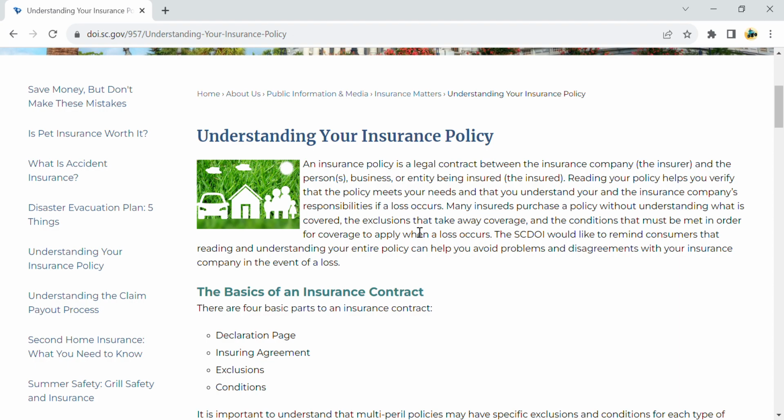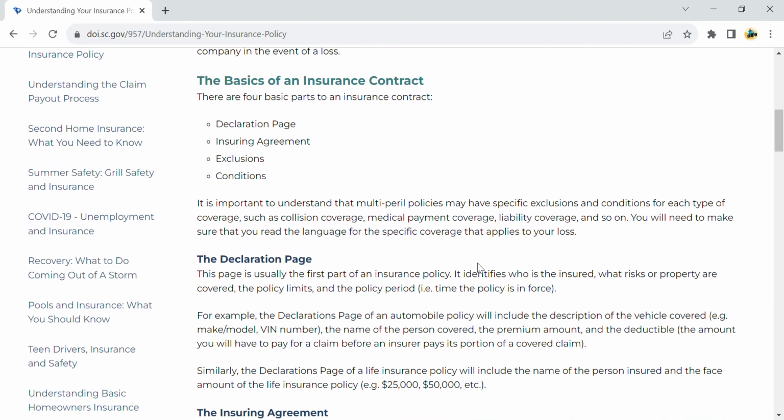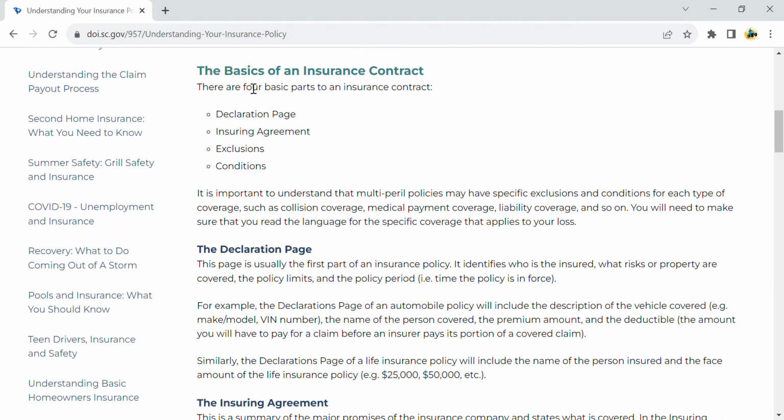The CSDOI would like to remind consumers that reading and understanding your entire policy can help you avoid problems and disagreements with your insurance company in the event of a loss. The basics of an insurance contract. There are four basic parts of an insurance contract: declaration page, insuring agreement, exclusions, and conditions.